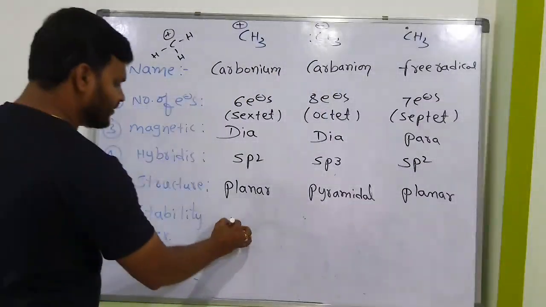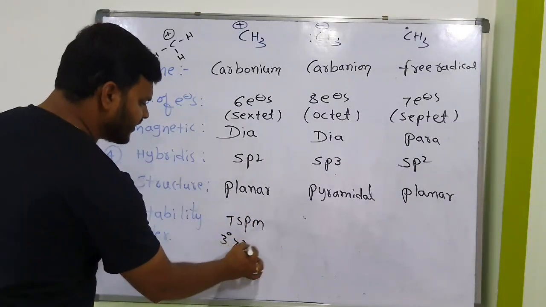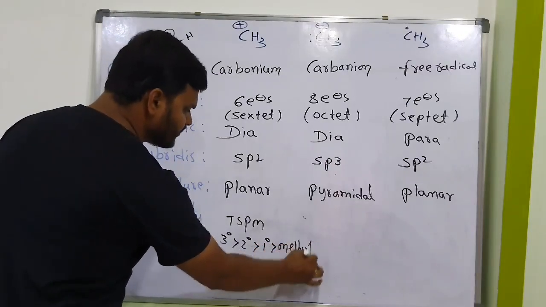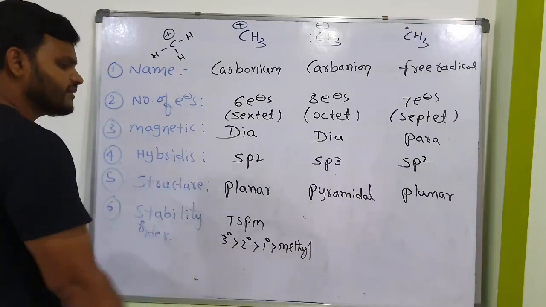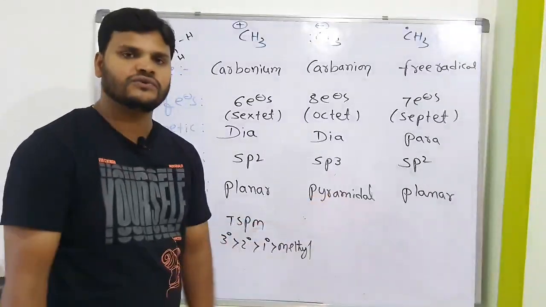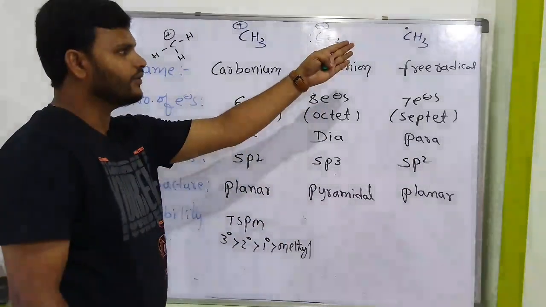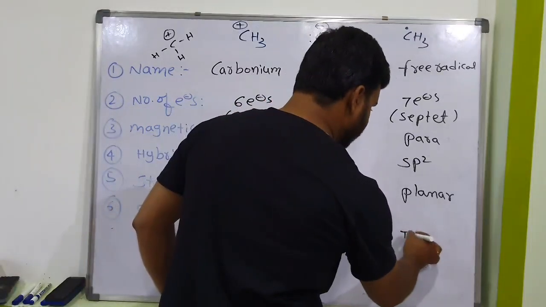Next, what about the stability order? This is the stability order, TSPM. That indicates 3 degree greater than 2 degree greater than 1 degree greater than methyl. So methyl carbocation, primary carbocation, secondary carbocation, tertiary carbocation. Out of all, which one is more stable? Tertiary is more stable. Next, I already told you, free radical follows this one. That indicates this is also TSPM.